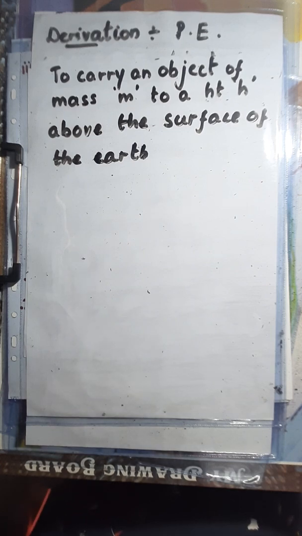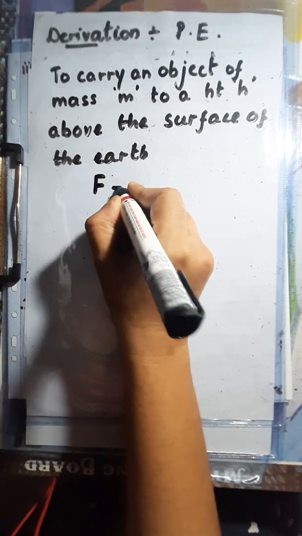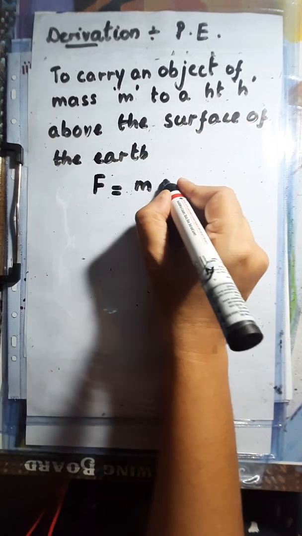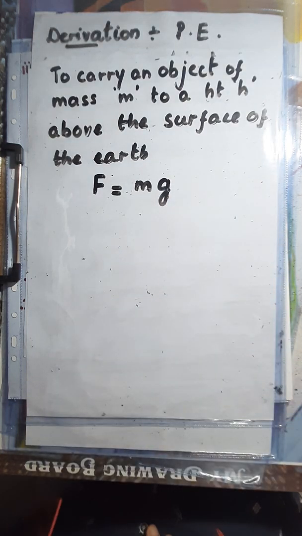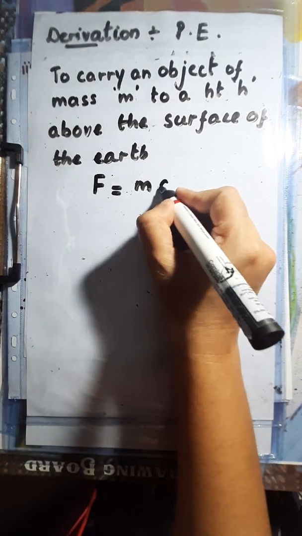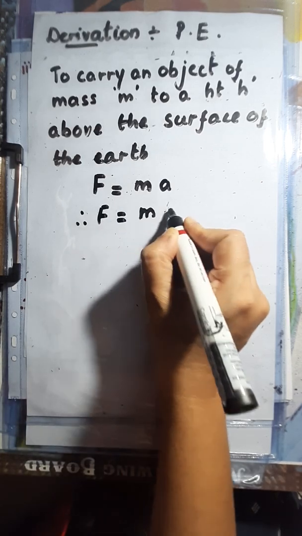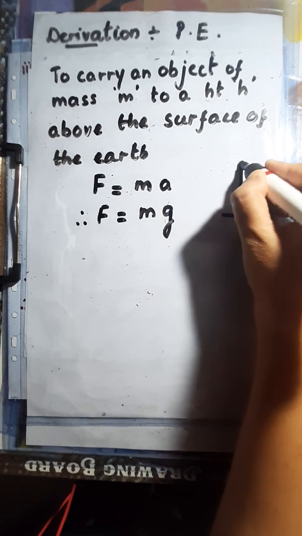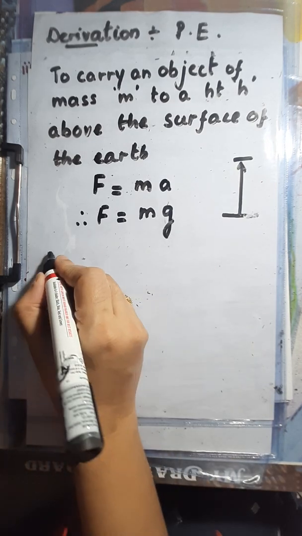Okay, now force applied is equal to mg. Correct? Because it is above the surface of the earth. See, force is mass into acceleration, but this force is mass into acceleration due to gravity. Why? Because this is an object, you are lifting it above the ground, right? So it is mass into gravitational acceleration.